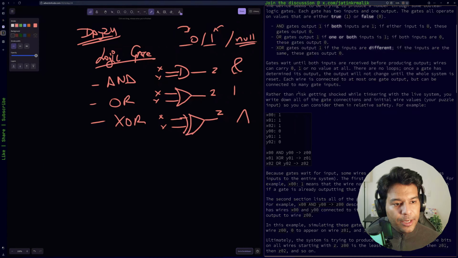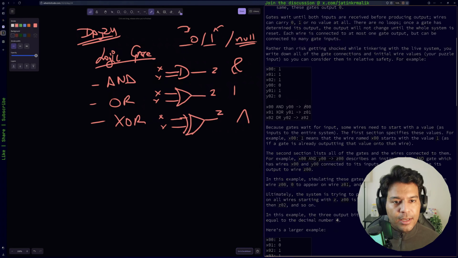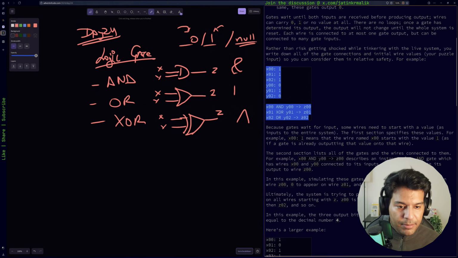Each wire is connected to at most one gate output, but can be connected to many gate inputs. So it's a series of gates where an output can then become input for something else. Another very common pattern: rather than risk getting shocked while tinkering with the live system, you write down all of the gate connections and the initial wire values, your puzzle input. So we are given some initial wire values, and you can consider them in relative safety. For example, we are given this example.